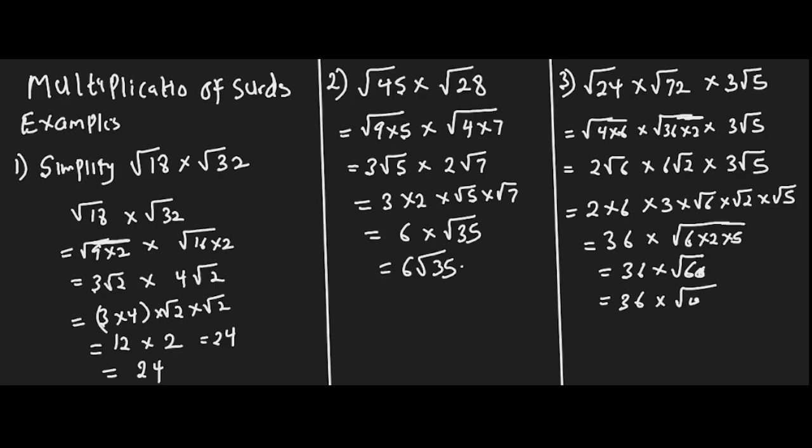That is, root 60 could be split as root 4 times 15. Then we have 36 times 2 root 15, and 36 times 2 gives us 72 root 15. We have simplified this. These are examples of multiplications of this sort.